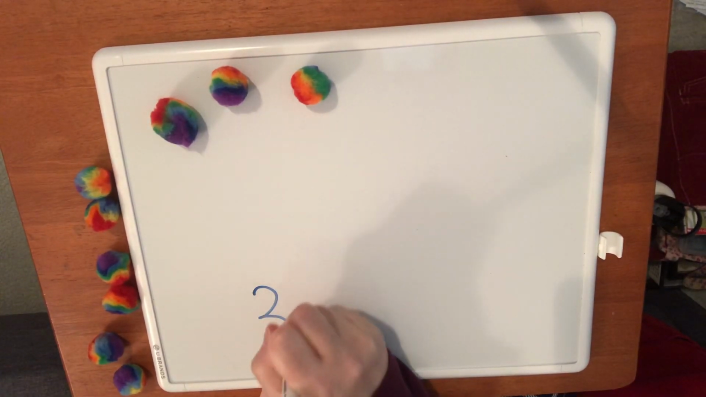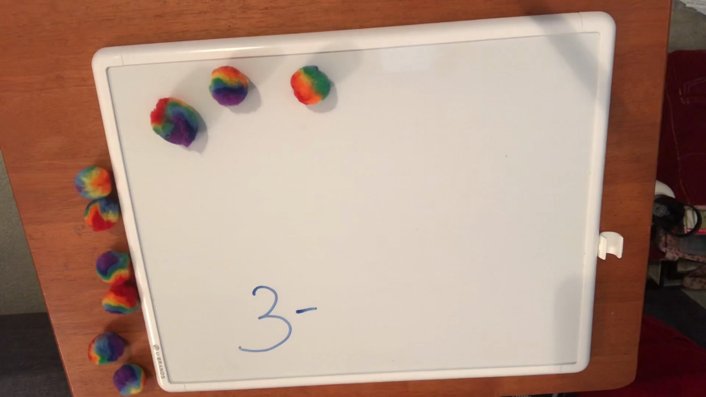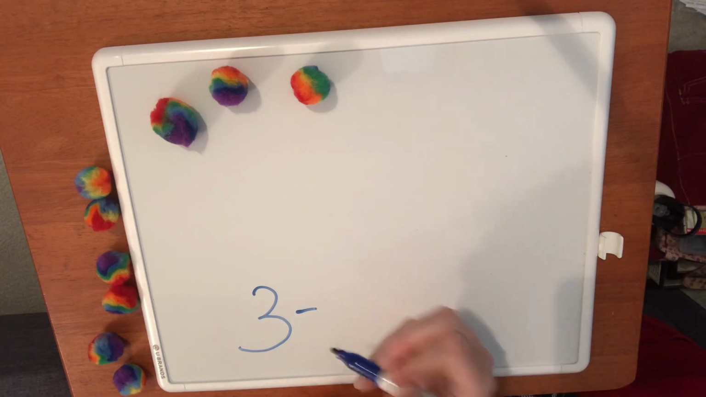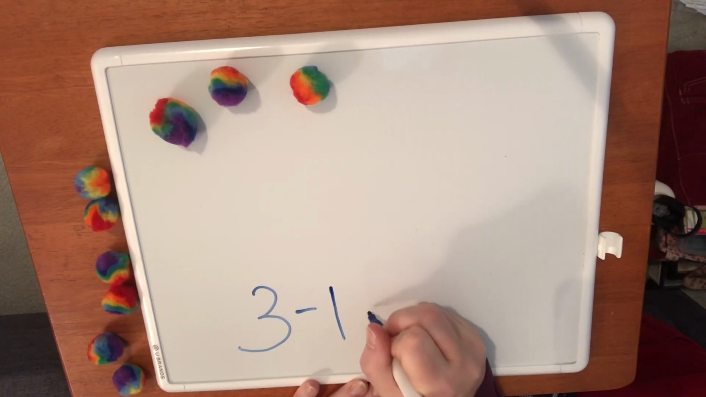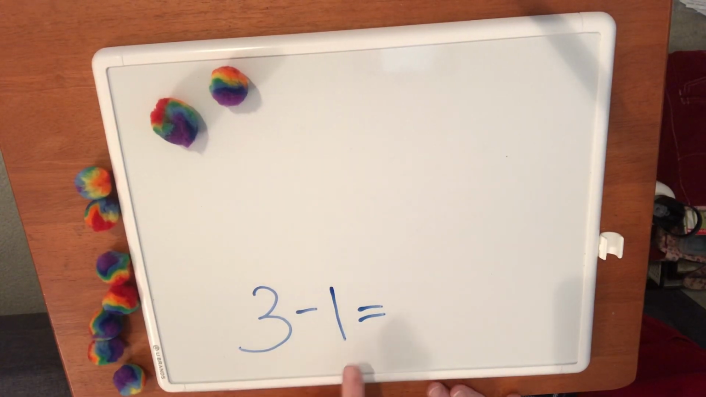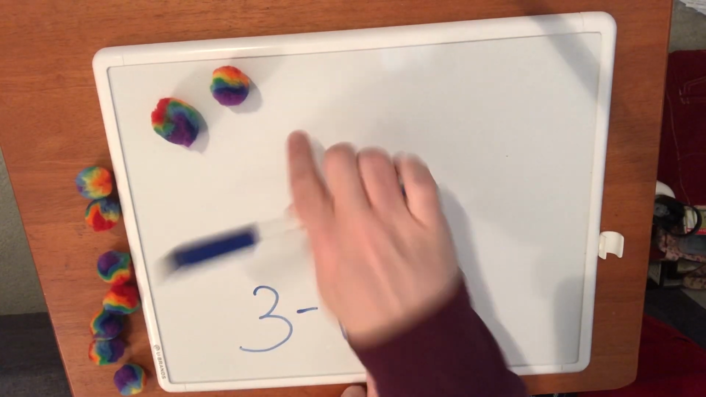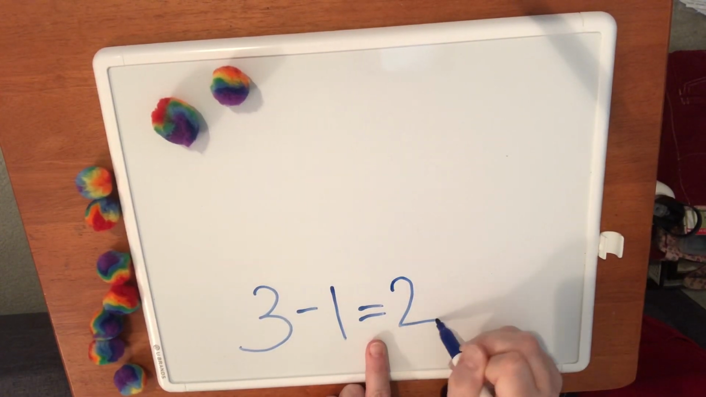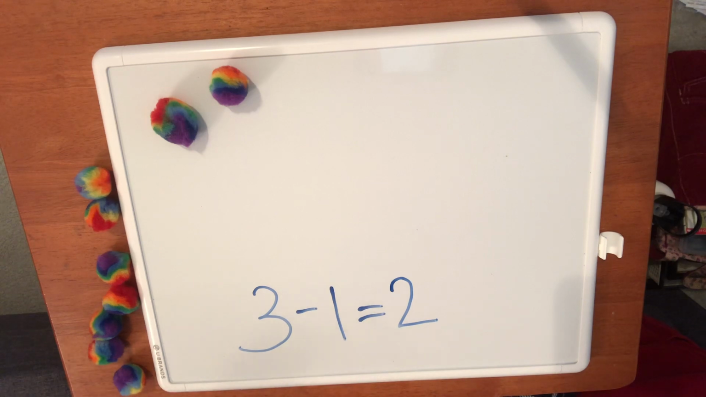I have 3 cotton candy. I'm going to take 1 and I'm going to give it to, I think I'm going to give 1 to Matthew. How many cotton candy do I have left? 3 take away 1 equals 2. Now I only have 2 cotton candies left.